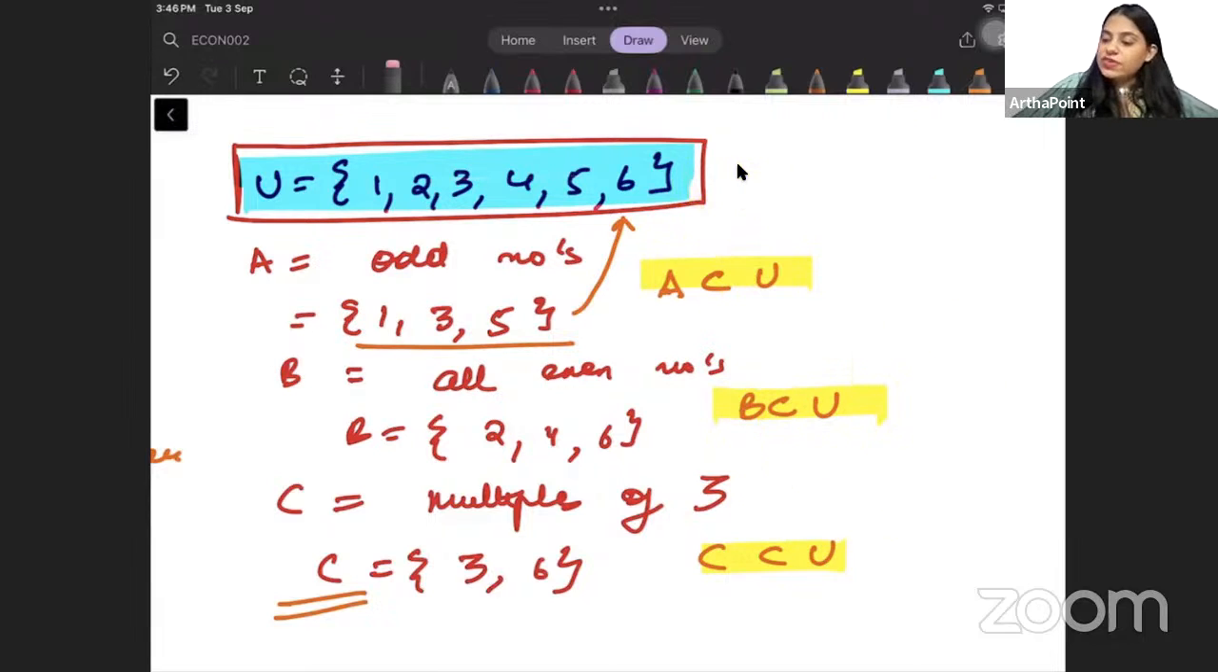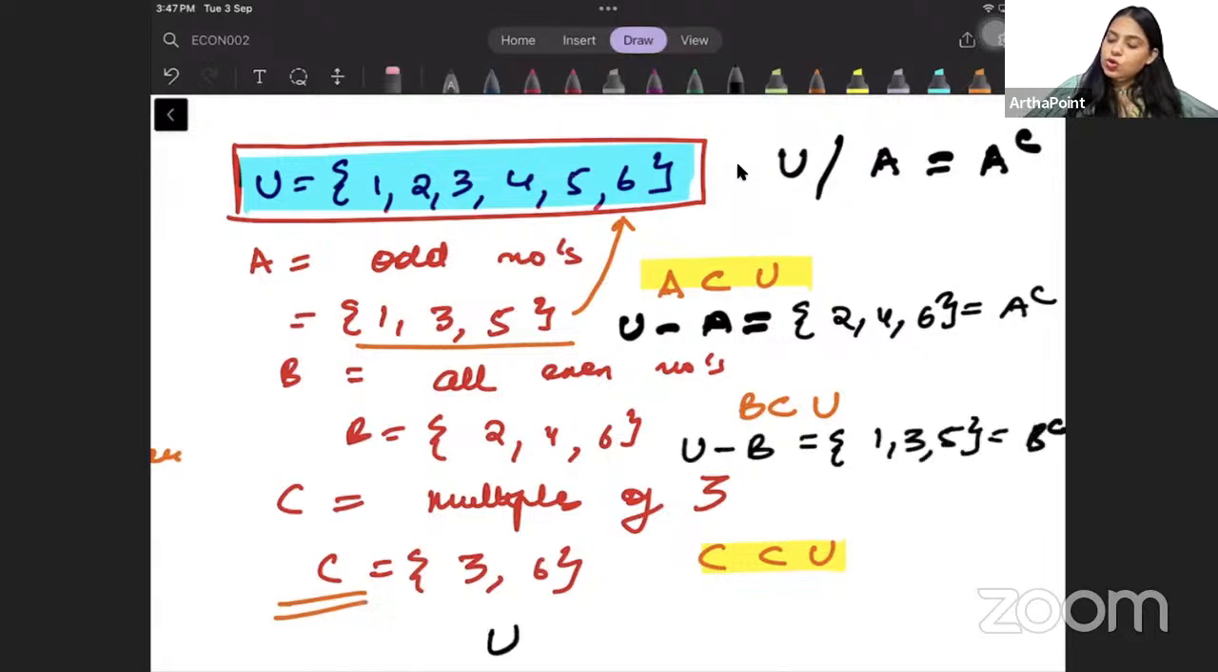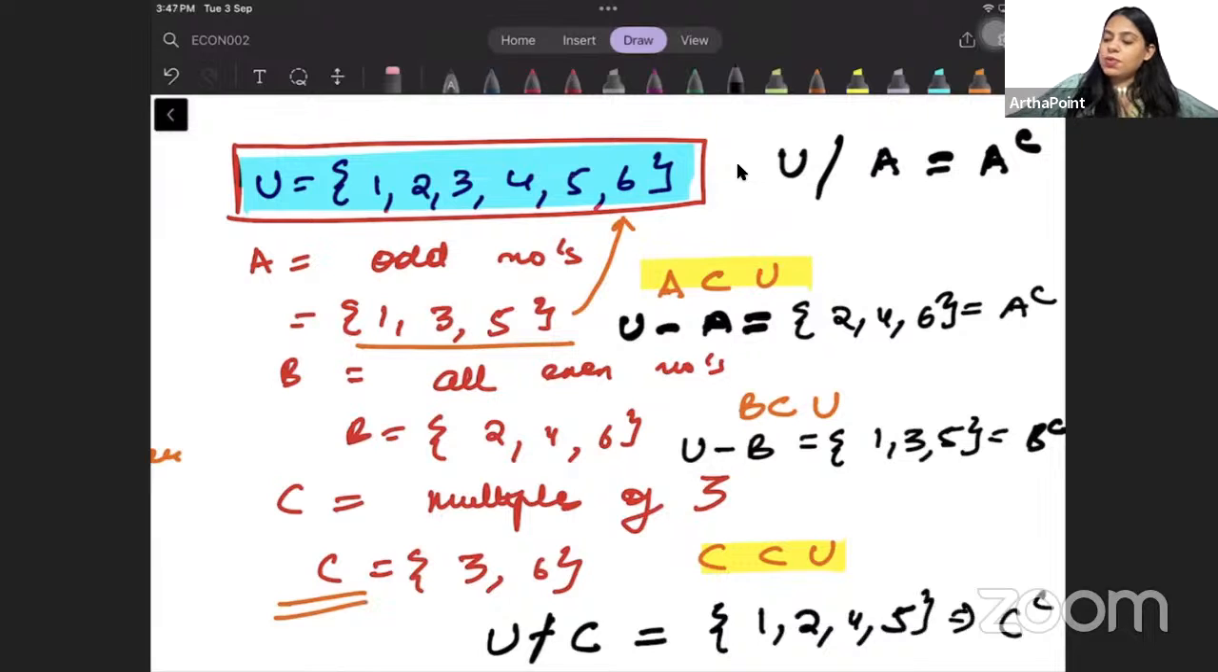Acha, universal set minus the set. Minus का sign, बेटा, ये था. So universal set minus A क्या हो जाएगा, बच्चे? 2, 4, 6. This will be A complement. Universal set minus B. What elements will you get, beta? 1, 3, 5. This will be B complement. Universal set minus C. What will be the elements, beta? 1, 2, 4, 5. This will be C complement.